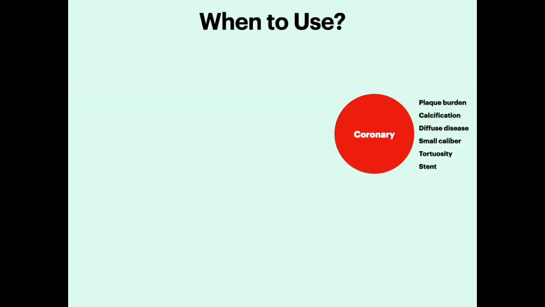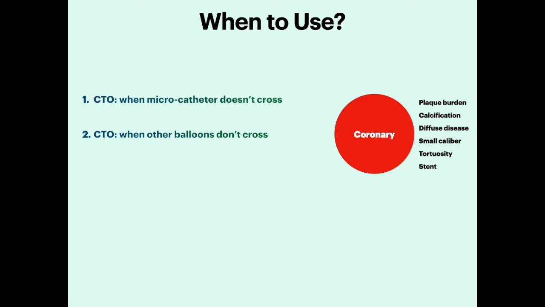So when we do resort to this balloon, as I said, in a CTO, when the specialty wire crossed, you're trying to cross with a microcatheter to exchange for a workhorse wire, but the microcatheter doesn't cross. Here, your only option is a CTO balloon. Or when you cross the lesion and you exchange for a workhorse wire, but the normal 1.5 and 2 millimeter balloons are unable to cross.